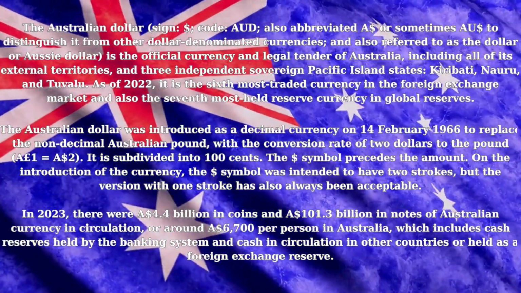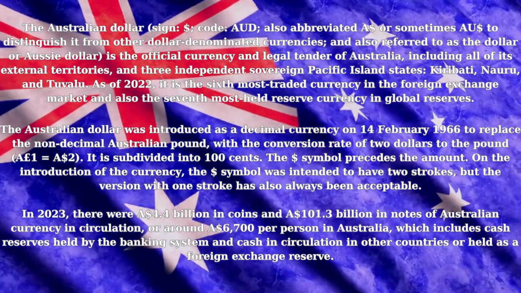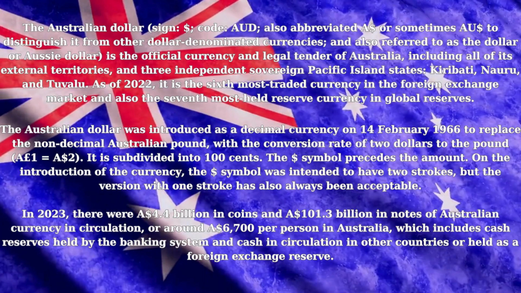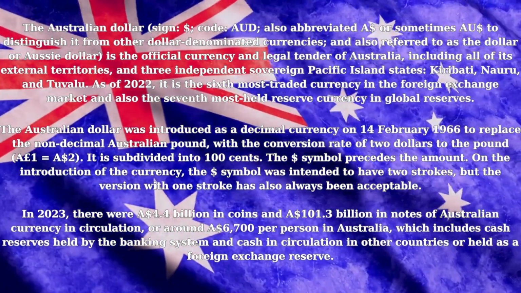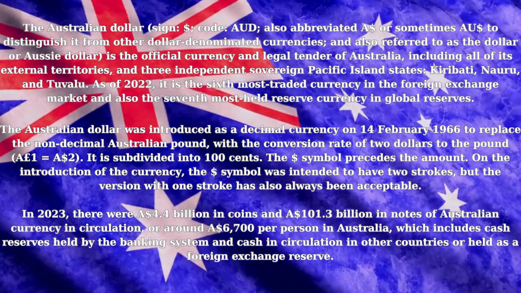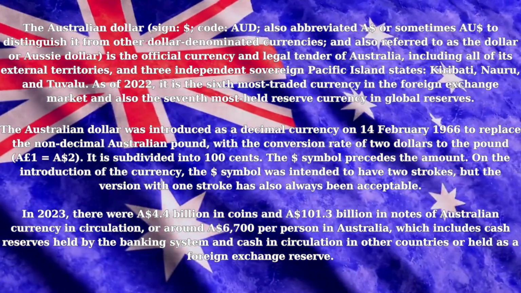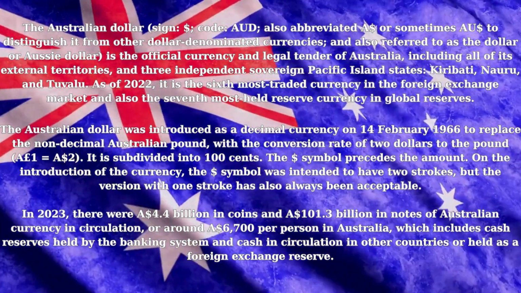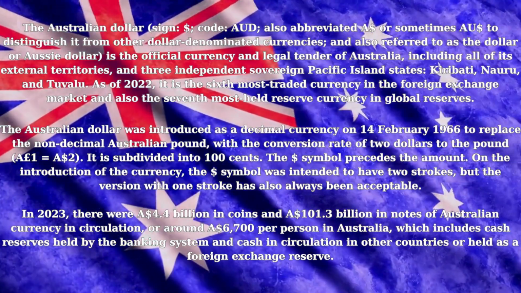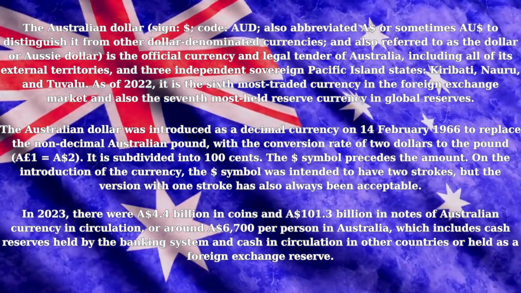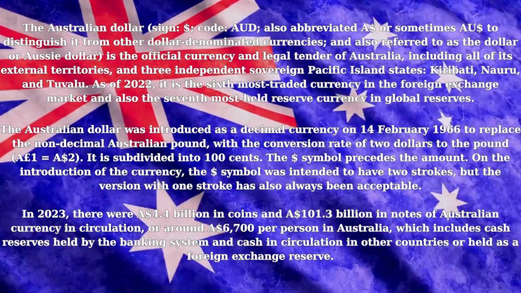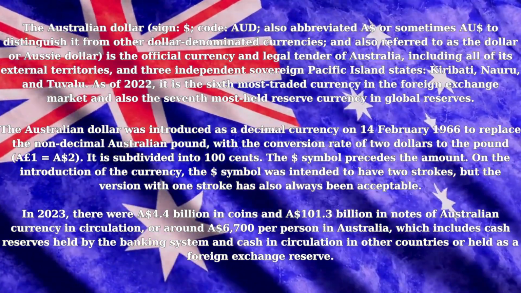The Australian dollar sign $, code AUD, also abbreviated A$ or sometimes AU$ to distinguish it from other dollar-denominated currencies, and also referred to as the dollar or Aussie dollar, is the official currency and legal tender of Australia, including all of its external territories and 3 independent sovereign Pacific Island states: Kiribati, Nauru, and Tuvalu.